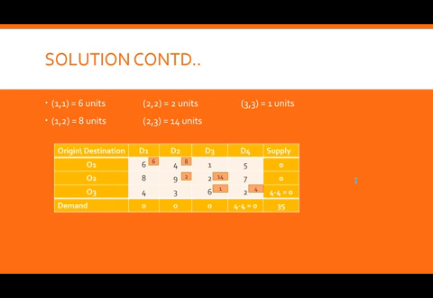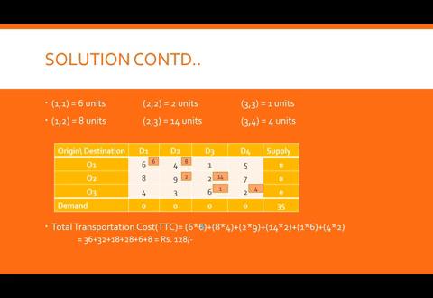How will you calculate the TTC now? 6 into 6. Then 8 into 4 plus 2 into 9. Very good. Plus 14 into 2. Good. 1 into 6. Very good. Next 4 into 2. Okay. Have a look at the TTC. Have I written the same? 6 into 6, 8 into 4, 2 into 9, 14 into 2, 1 into 6, 4 into 2.